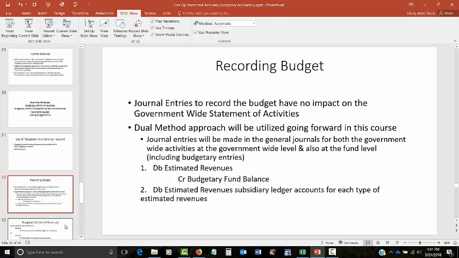Step 2, again, make sure that you go and hit the subsidiary ledgers accordingly. You're going to debit estimated revenues for certain types of taxes, fines and forfeits, or whatever that may be coming in. Make sure you do that second phase of the recording of the budget, because that's part of it.